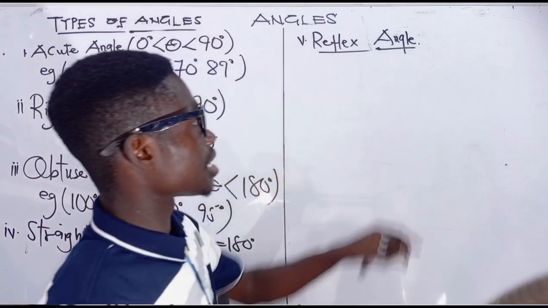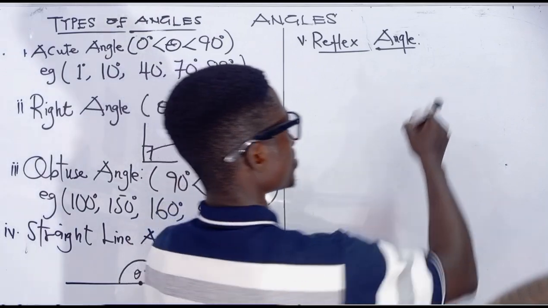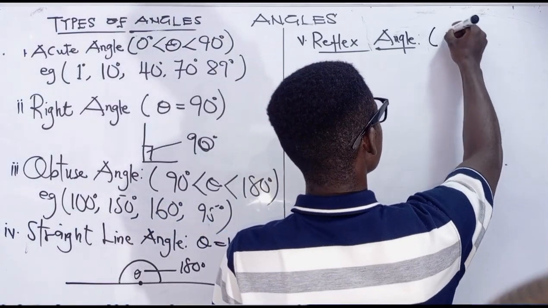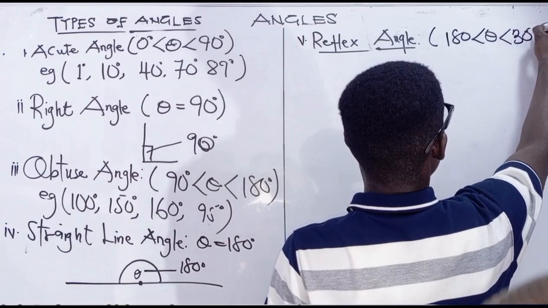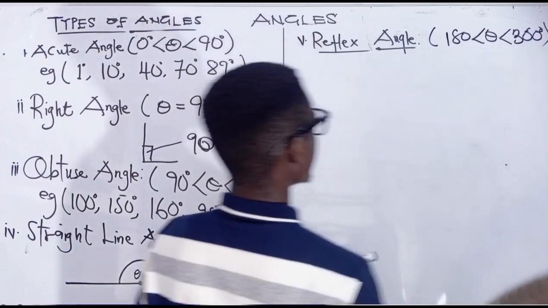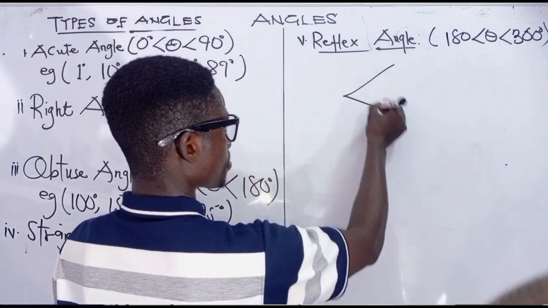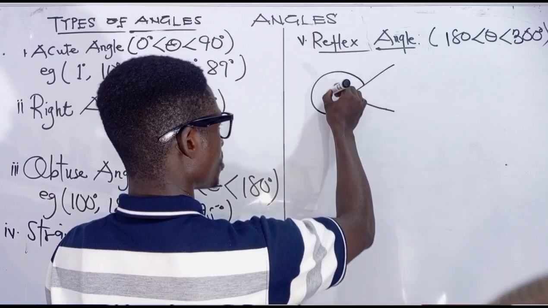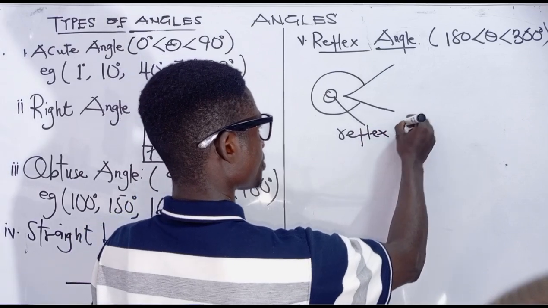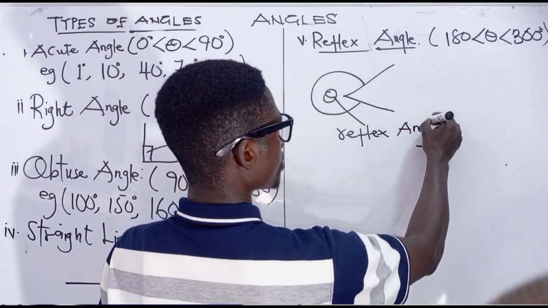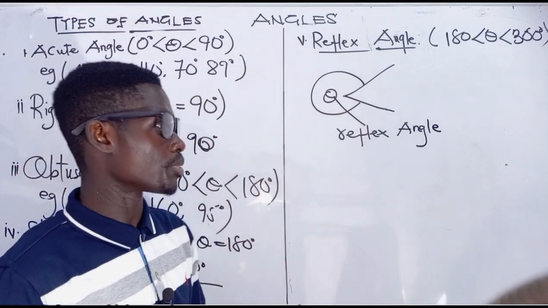Let's look at the next type of angle. A reflex angle is an angle whose measure is between 180 and 360 degrees. So it is between 180 and 360 degrees. When you have an angle of this form, the angle formed at this part is what we refer to as the reflex angle, and this angle is between 180 and 360 degrees.